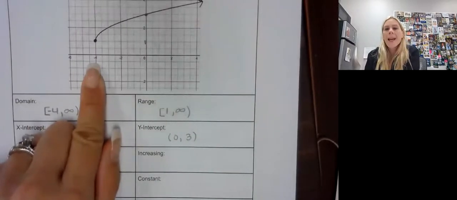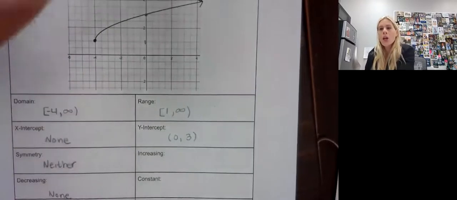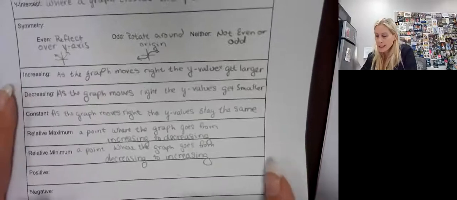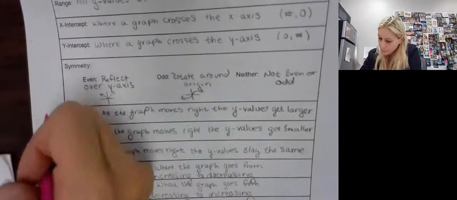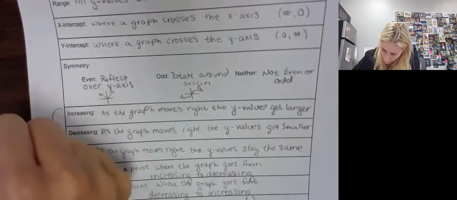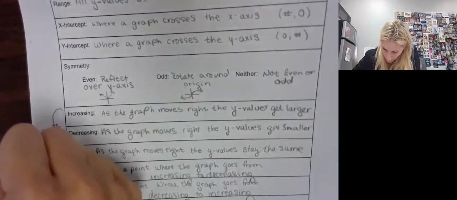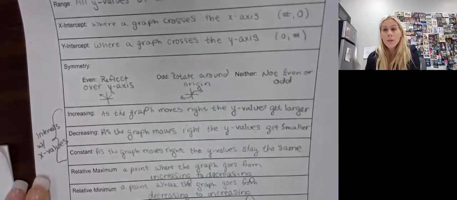Here's the other thing. Increasing, decreasing, constant, when you make your intervals, are x values. So let's actually go back to our definition and write that down so you guys can always refer back to that. Okay, so for increasing, decreasing, and constant, we write intervals with x values. Okay, intervals with x values.